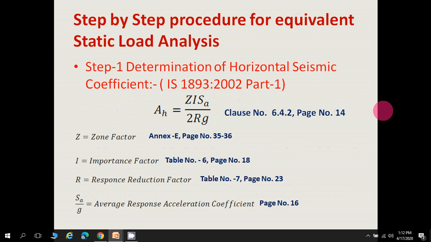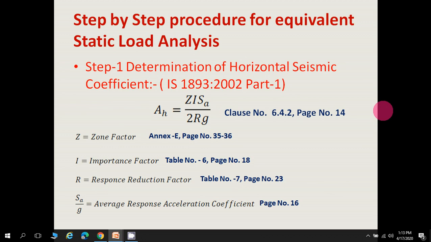Now, what are the steps involved while going for analysis using the equivalent static load method? Step number one is the determination of the horizontal seismic coefficient, which is given on page number 14 of clause 6.4.2. AH is given by ZISA over 2RG. So AH is the horizontal seismic coefficient, Z is the zone factor, I is the importance factor, R is the response reduction factor, and SA by G is the average response acceleration coefficient.